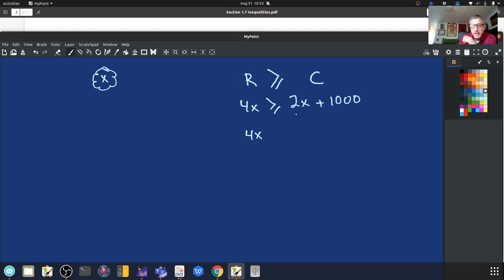So I have 4x, I move the 2x over, minus 2x is greater than or equal to 1,000. That gives me 2x is greater than or equal to 1,000. So I'm going to divide both sides by 2. So that gives me x is greater than or equal to 500. So if I sell 500 items or more, then my revenue is greater than or equal to my cost.